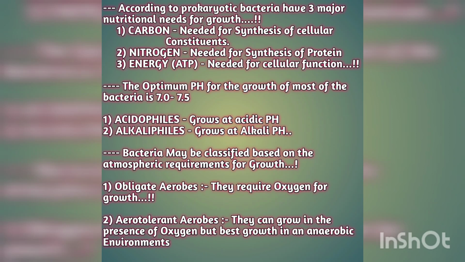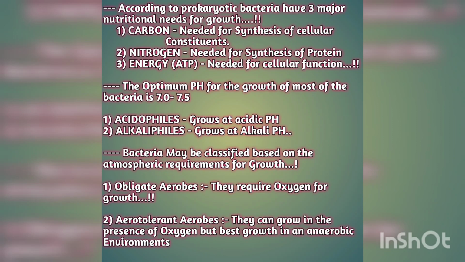Okay friends, now we are going to discuss the optimum pH. What is the optimum pH requirement for the growth of bacteria? The optimum pH for the growth of most bacteria is 7.0 to 7.5. And here we have two types of situations, which are acidophiles and alkaliphiles. Acidophiles are bacteria that grow only in acidic pH, and alkaliphiles grow only in alkaline pH. So these are the two different kinds of pH forms where some specific bacteria grow in acidophiles, and some specific bacteria grow in alkaliphiles. The optimum pH for the growth of most bacteria is 7.0 to 7.5.